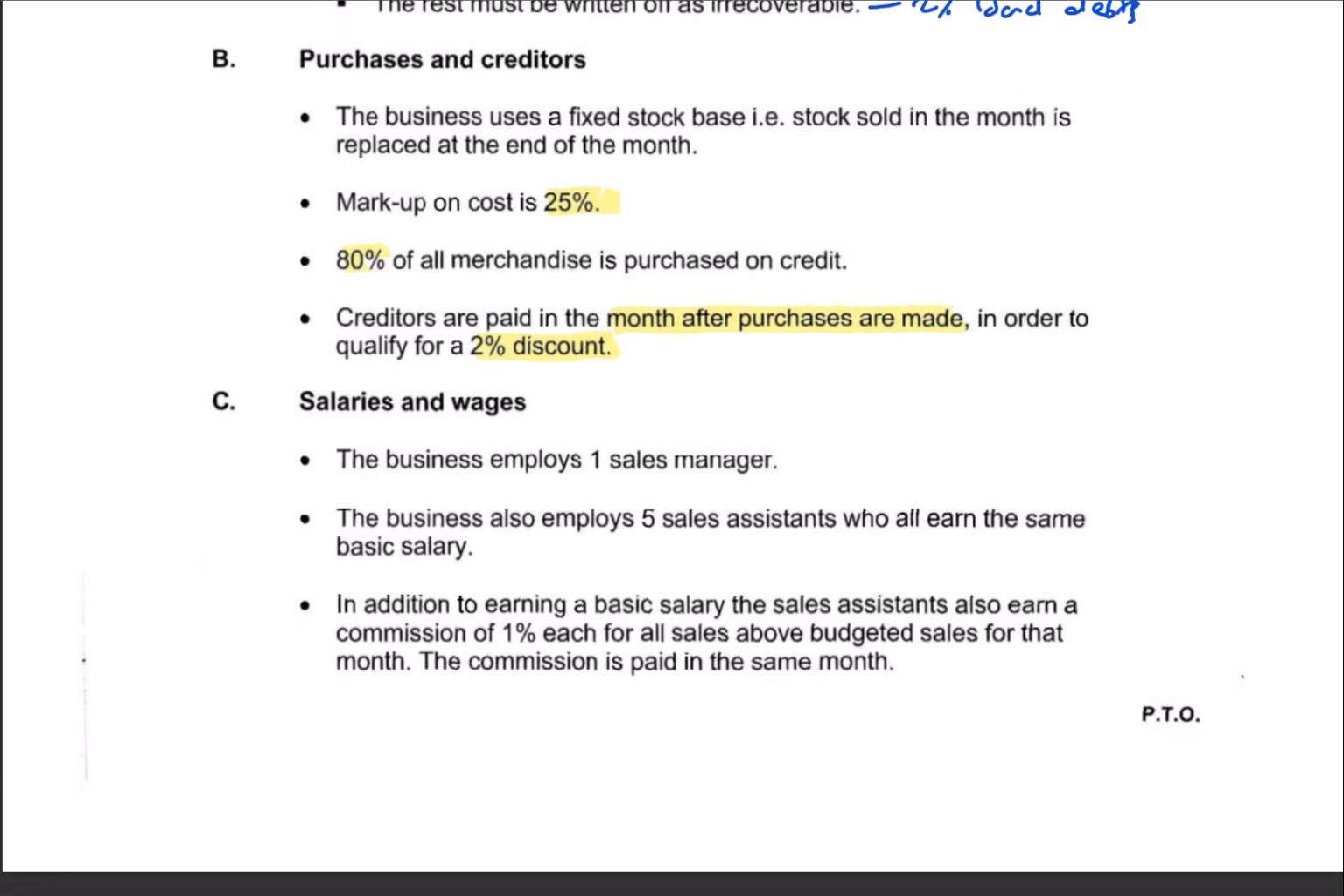Then salaries and wages. The business employs one sales manager. I don't know why we're going to use that, but it's very important since it's here. The business also employs 5 sales assistants who earn the same basic salary. In addition to earning a basic salary, the sales assistants also earn commission of 1% each for all sales above budgeted sales a month. For that month, the commission is paid in the same month, right? So the commission should be paid in the same month.